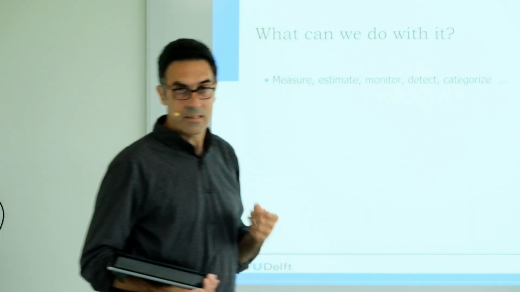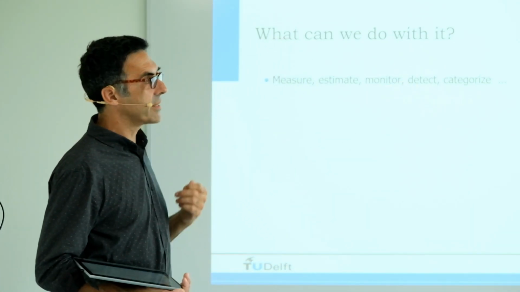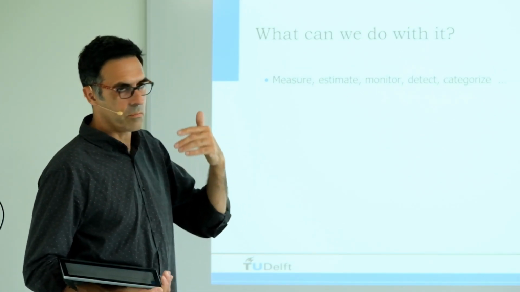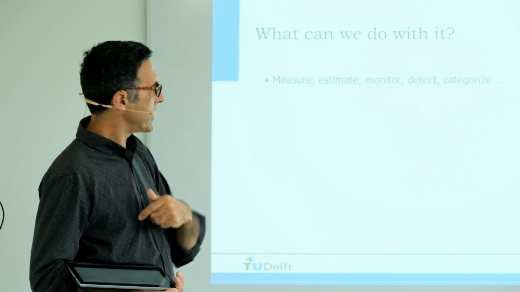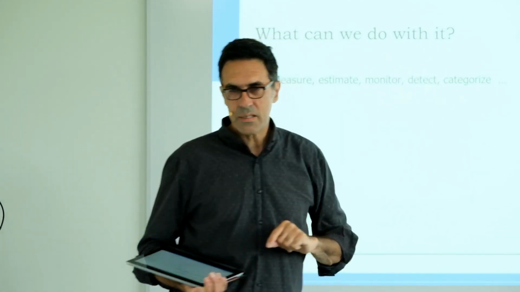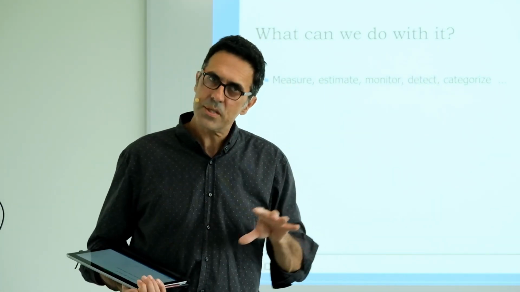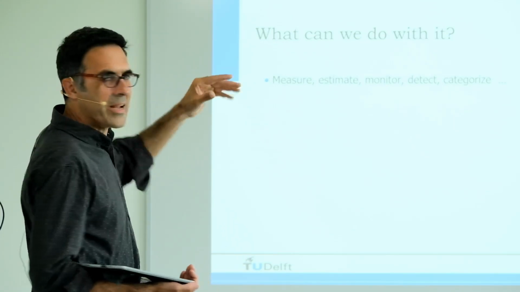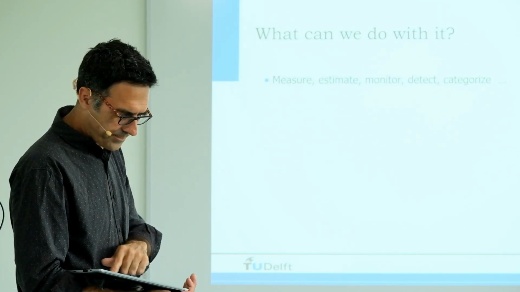So detecting changes is important, detecting changes in behavior in time, detecting whether a new building is built, whether something is being taken away, and categorize. So what kind of phenomena do we see? What kind of things are happening? So these are the main verbs that I thought would describe it.